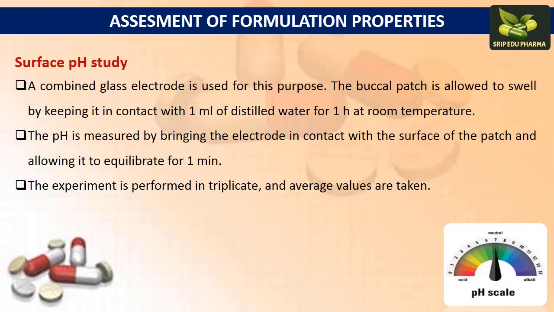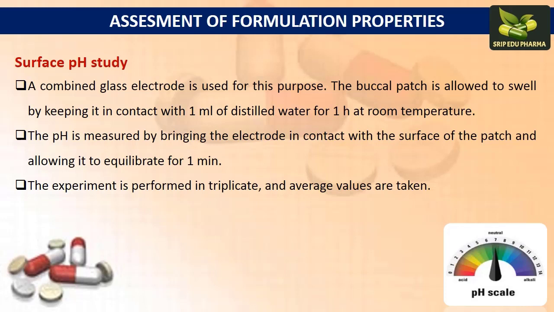First comes the surface pH study. The surface pH study is determined in order to investigate the possibility of any side effect in vivo. As an acidic or alkaline pH may cause irritation to the buccal mucosa, it is determined to keep the surface pH as close to neutral as possible.